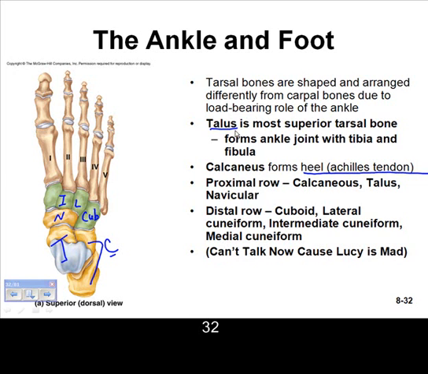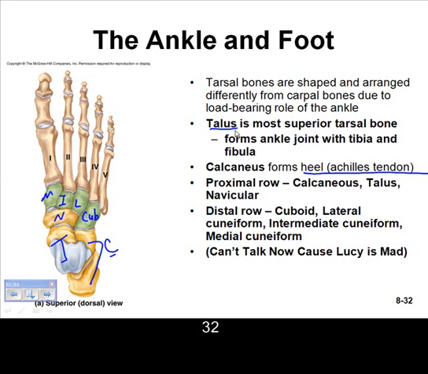intermediate, and medial cuneiforms. So with the cuboid, you have three other cuneiforms. You have the lateral, of course, toward the lateral side, intermediate in the middle, and then medial toward the midline.